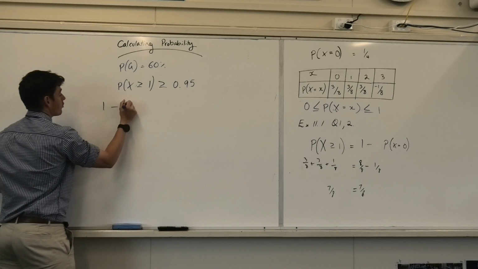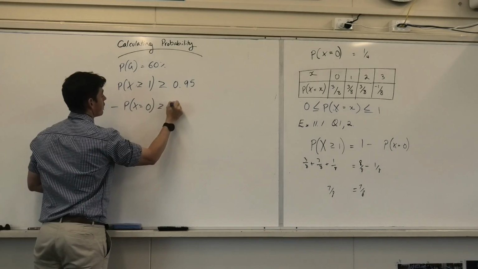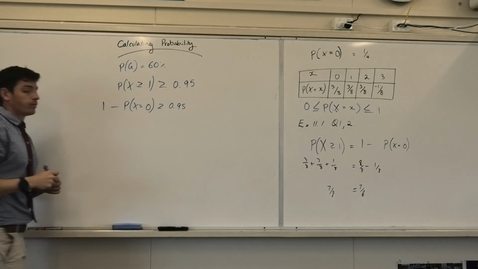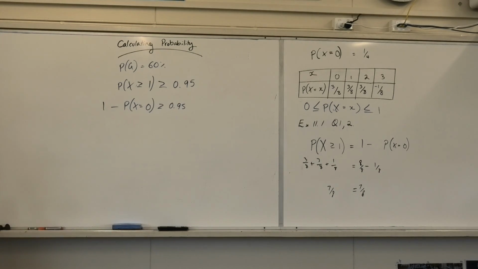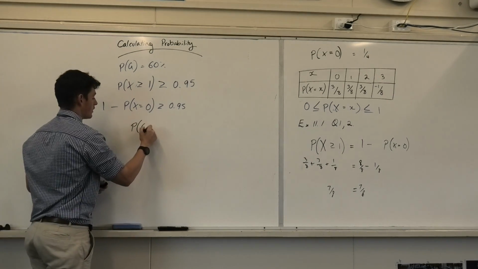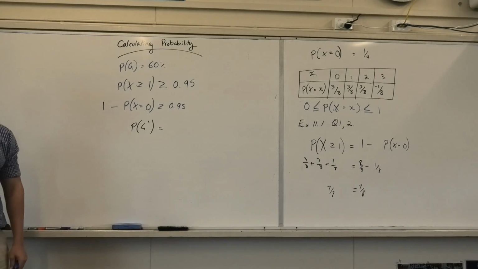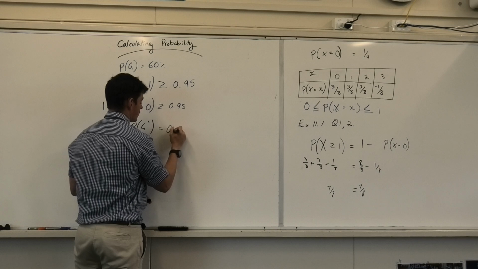Complementary, so we'd have 1 minus P(X equals 0) must be greater than 0.95. So on any given shot, what's the probability that he does not hit a goal? He's got a 60% chance of hitting. What's his chance of not hitting? P(G') must equal 40%, which we would represent as 0.4.